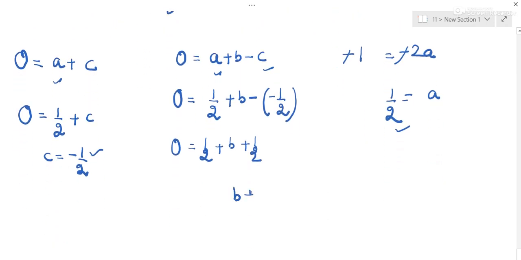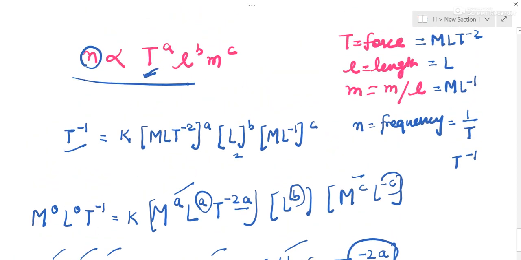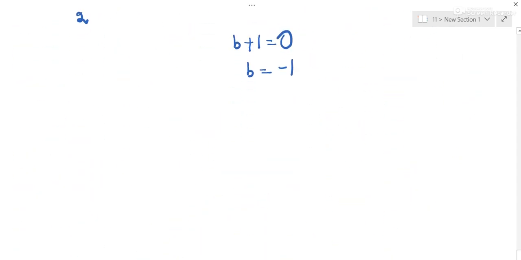So b plus 1 is equal to 0, so b is equal to minus 1. Let us substitute. Our equation is this. Frequency is equal to force to power a, length to power b, and mass per length to power c. So frequency is equal to constant, force to power a, then length to power b, and mass per length to power c. So let us substitute.